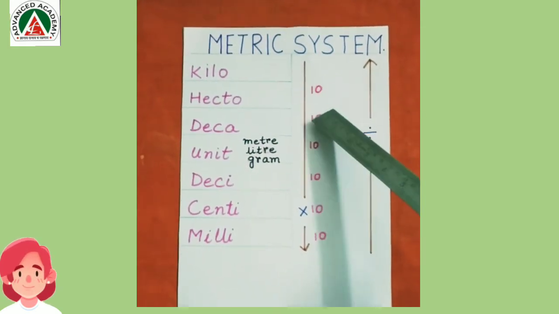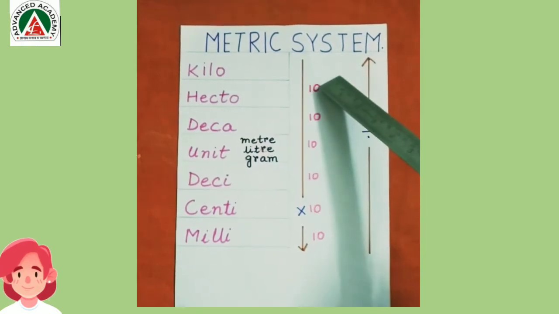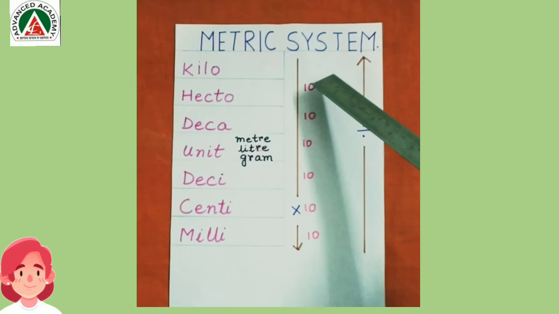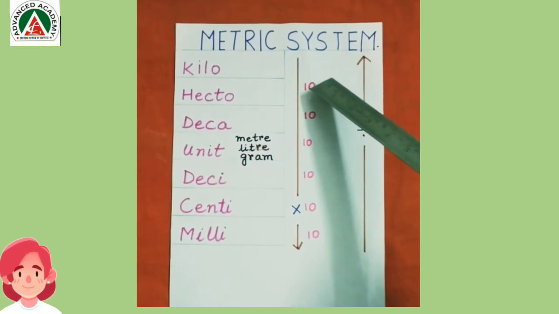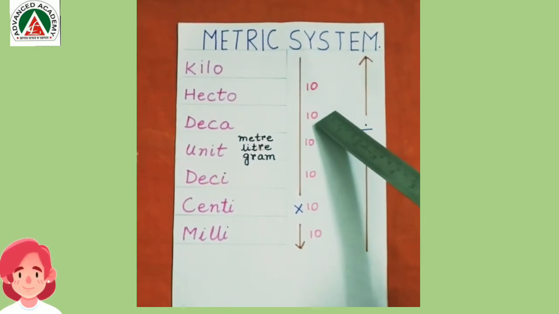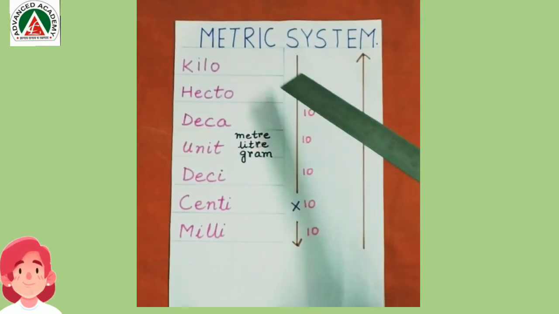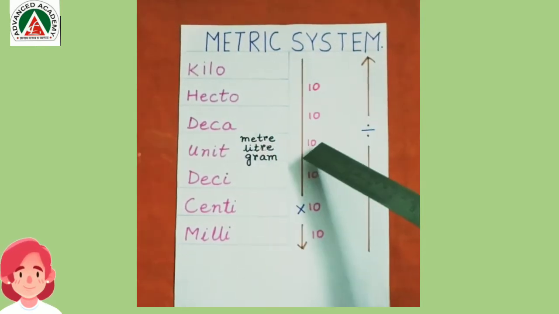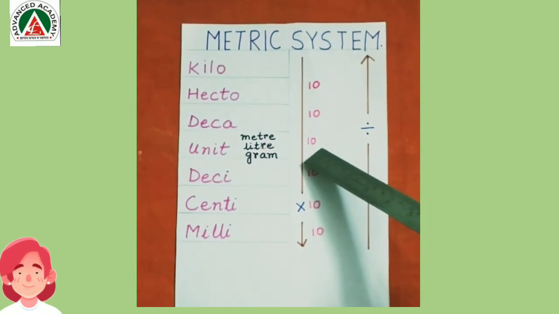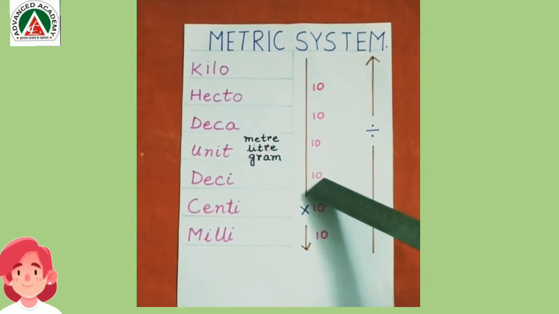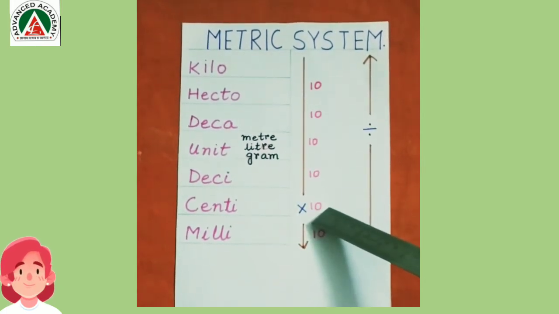1, 2, 3. So there will be 3 zeros. That means 1000. It goes as 10 tens are 100, 100 tens are 1000. So 1 kilometer is 1000 meters. Similarly, as we go down, we keep on multiplying by 10.